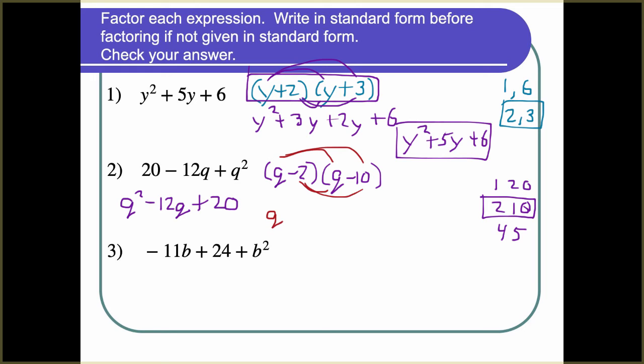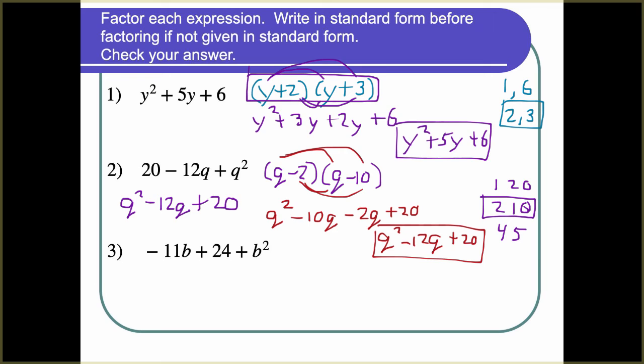And when you do, you get q times q is q squared. Q times negative 10 is negative 10q. Negative 2 times q is negative 2q. Negative 2 times negative 10 is positive 20. Combine our like terms, we get q squared minus 12q plus 20. This is my check to make sure what I did for factoring works. So here's my factors, q minus 2, q minus 10, and we checked the answer to make sure it worked, and it did.